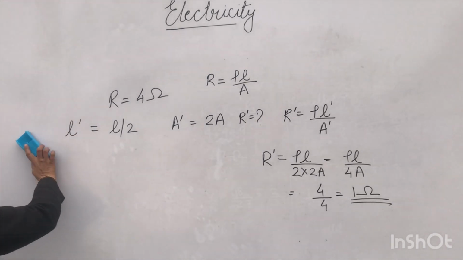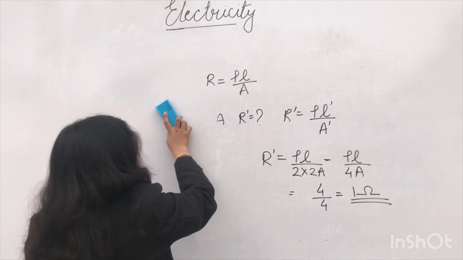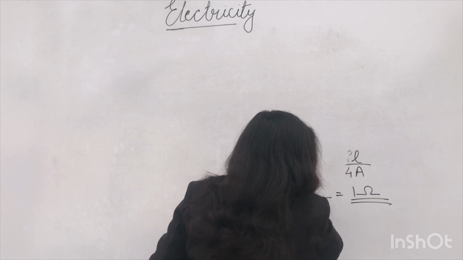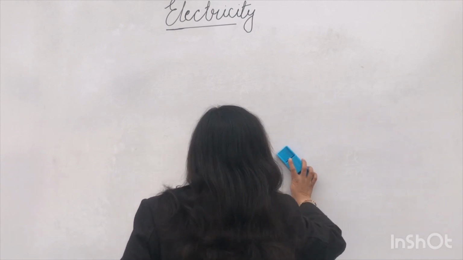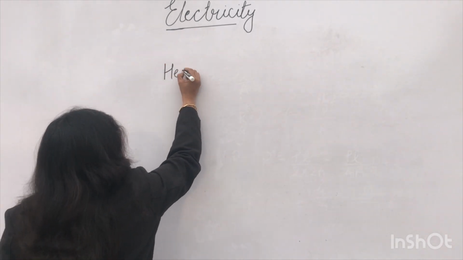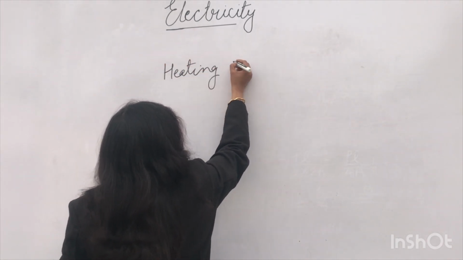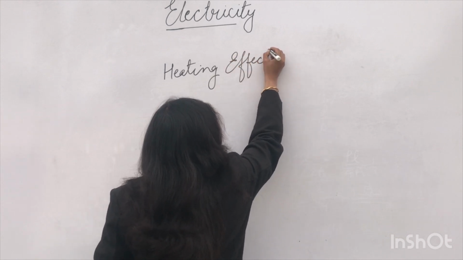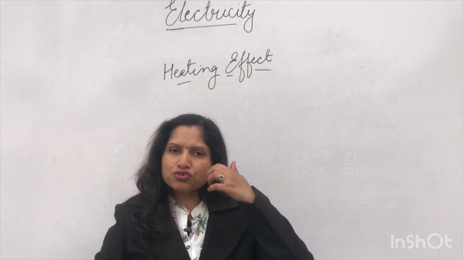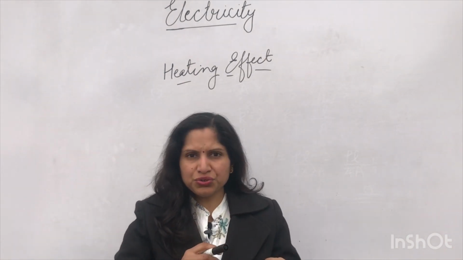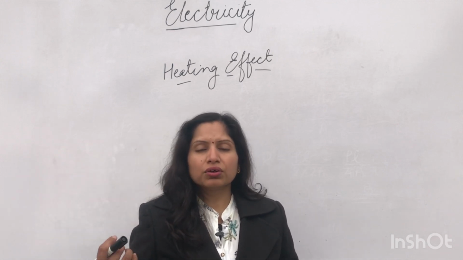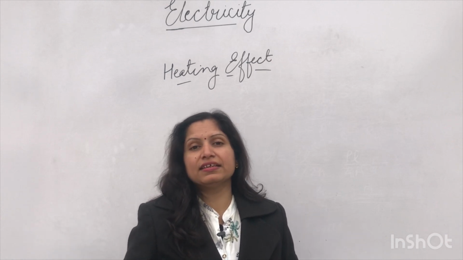So let's come to the next point, that is about heating effect of electric current. Again, a very important topic. Heating effect of electric current. When current is passing through a conductor, then the electrons in the wire are continuously colliding with each other. So due to that collision, some heat is produced.